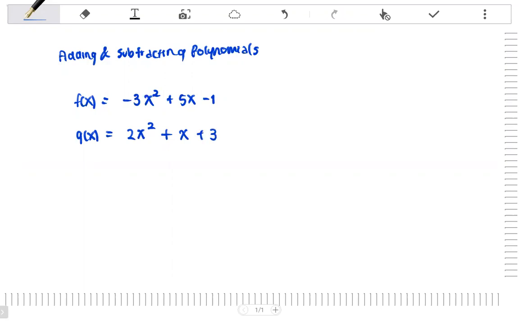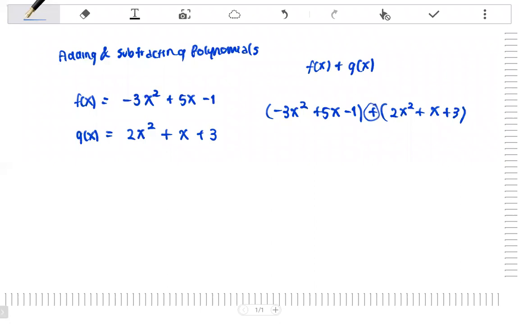I like 3. Okay, so let's say the problem said to add f of x to g of x. What you want to do is simply just add. There's nothing really difficult to it, right? This is what we have to do. So since it's a positive sign, our parentheses don't really matter because they're not going to change the signs of any monomials in this polynomial. So we just have to combine like terms.